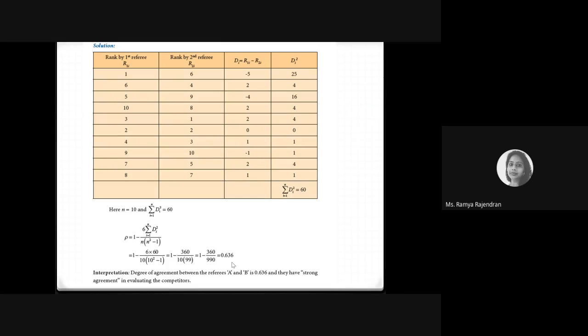But if you get minus 0.6, you can say they are not in agreement, they are not evaluating the competition in a similar manner. Their values are different. The other referee's values are different.